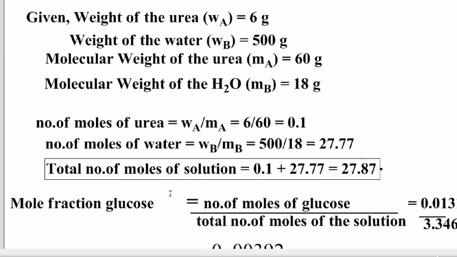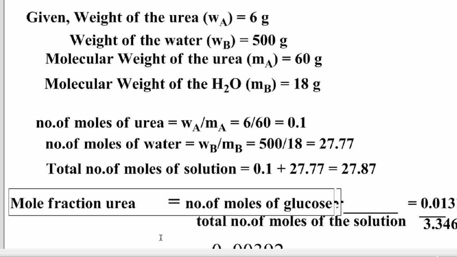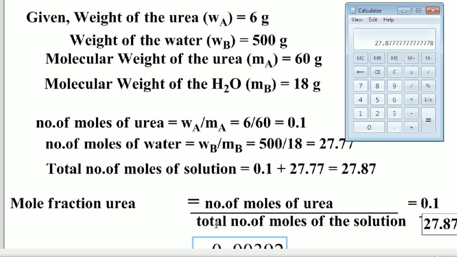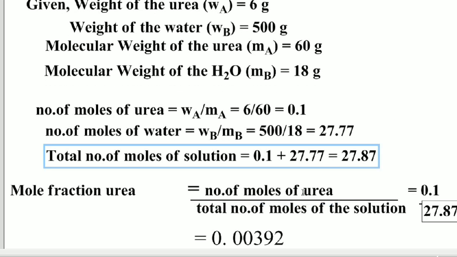Therefore, the mole fraction of urea is equal to the number of moles of urea, that is 0.1 in this problem, divided by the total number of moles of solution, that is 27.87. So 0.1 divided by 27.87 equals 0.0035.